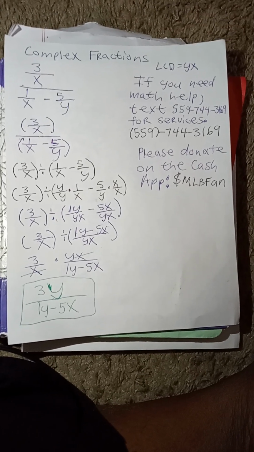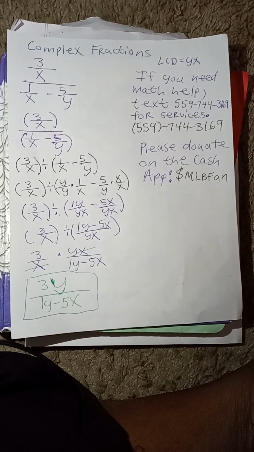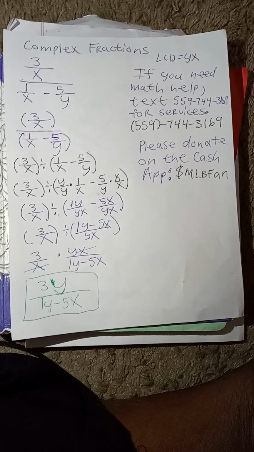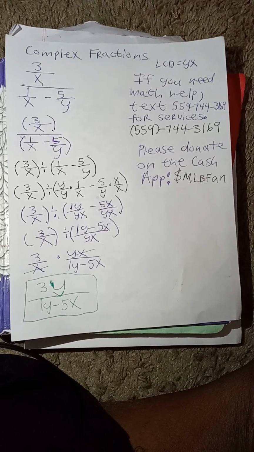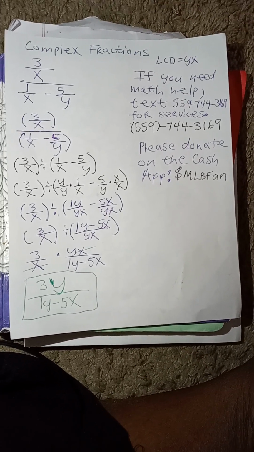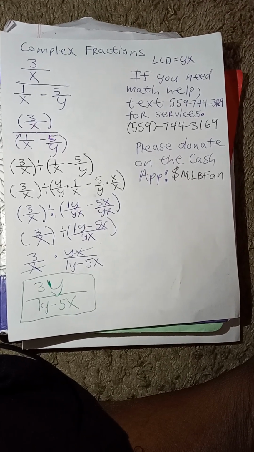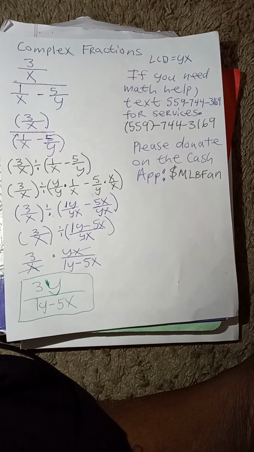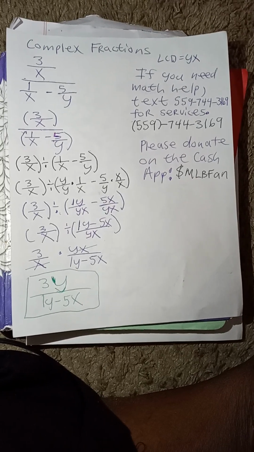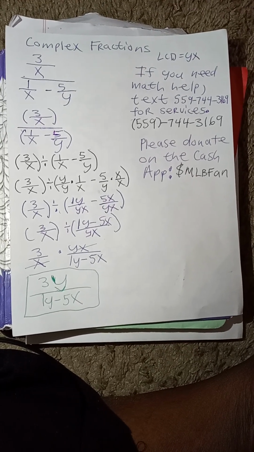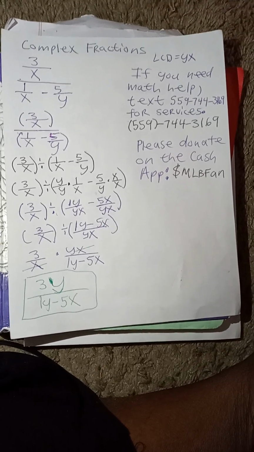So we need to start out with placing parentheses around the numerator and denominator. In the numerator, we see 3 divided by x, and notice the parentheses around this. And in the denominator of 1 divided by x minus 5 divided by y, we have parentheses around that as well. So this will read 3 divided by x, divided by 1 divided by x minus 5 divided by y.